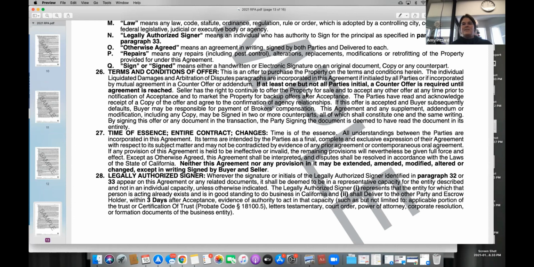The parties have read and acknowledged a receipt of a copy of the offer and agreed to the confirmation of agency relationships. If this offer is accepted and buyer subsequently defaults, the buyer may be responsible for payment of broker's compensation. This agreement and any supplement, addendum, or modification, including any copy, may be signed in two or more counterparts, all of which shall constitute one and the same writing. By signing this offer or any document in the transaction, the party signing the document is deemed to have read the document in its entirety.